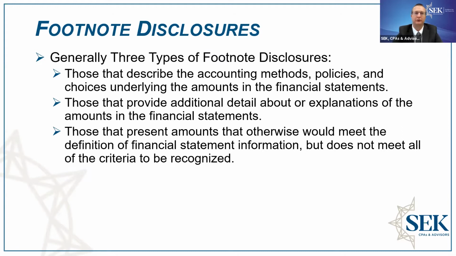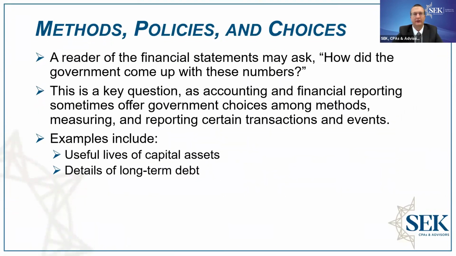The final type of footnote disclosure is not quite as common, but we do still have these. Basically, if you have something that, as far as presentation is concerned, would meet the definition of a financial statement piece of information, but wouldn't necessarily meet the criteria to be recognized. The most common example is a subsequent event. Sometimes after year end or after the balance sheet date, debt may be issued. That's important to the reader of the financial statements to understand. It's not accounted for, it's not reported in the financial statements, but it is important to the reader to know that that subsequent event occurred. Those are just some high-level details of what the footnote disclosures are.